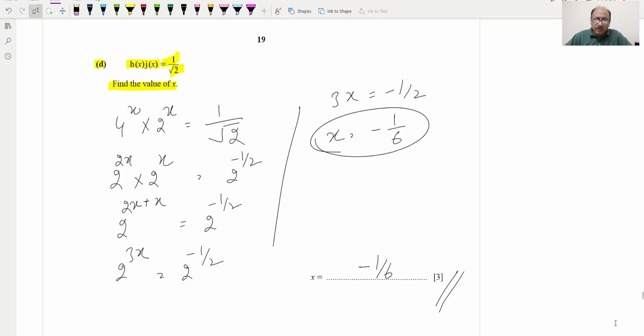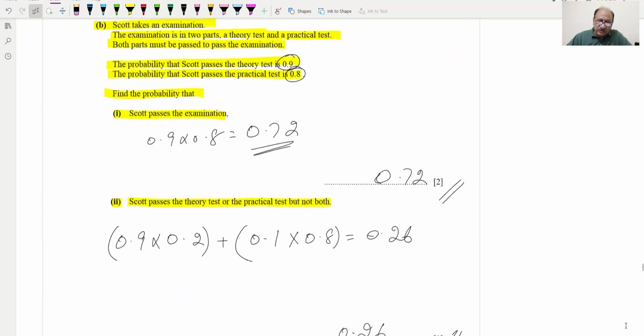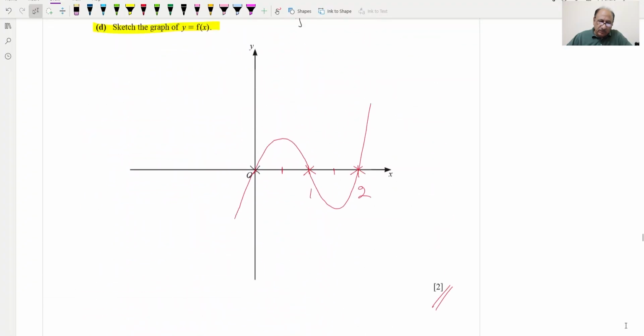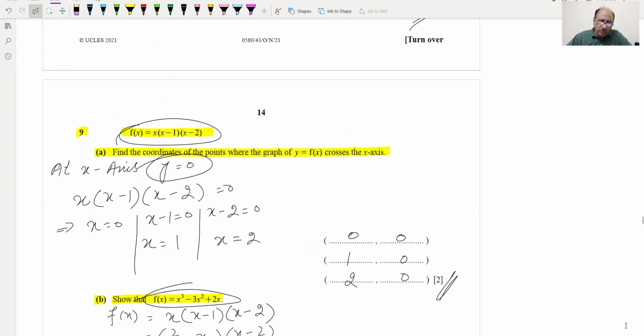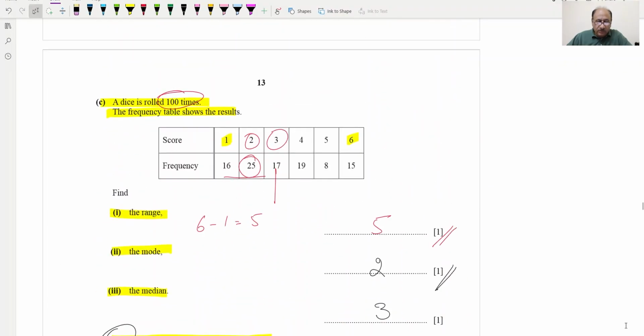We are done with the paper. As I mentioned at the beginning, the official marking scheme is not available, not yet provided, so we have taken extreme care in solving the paper. Hopefully you understood each and everything.